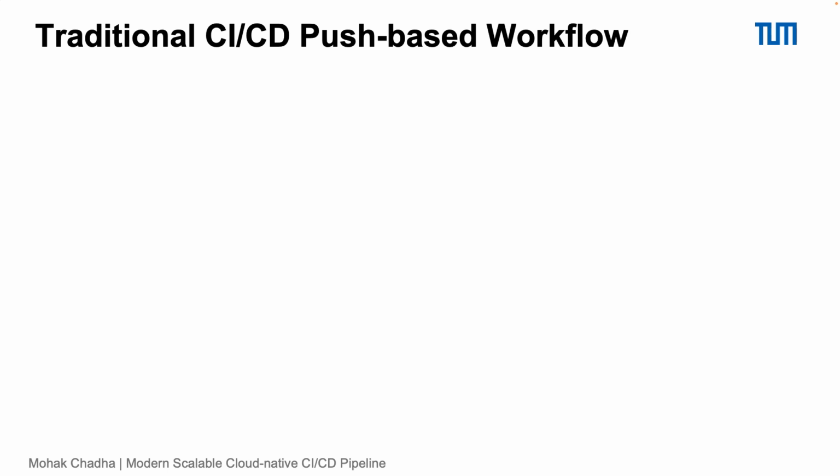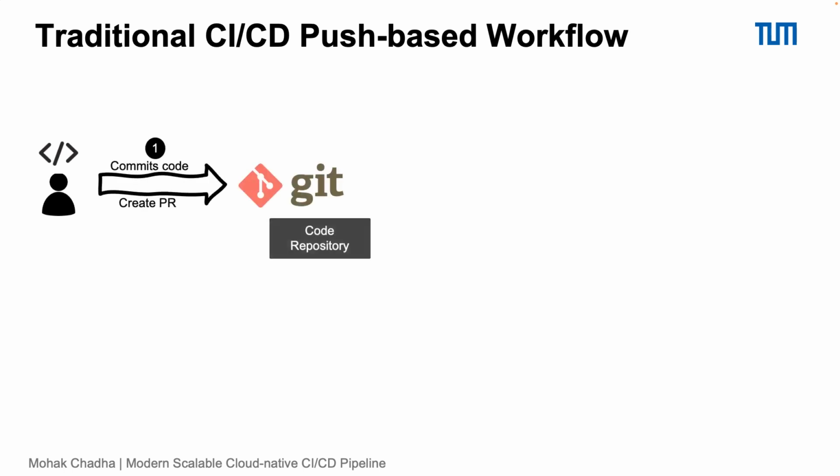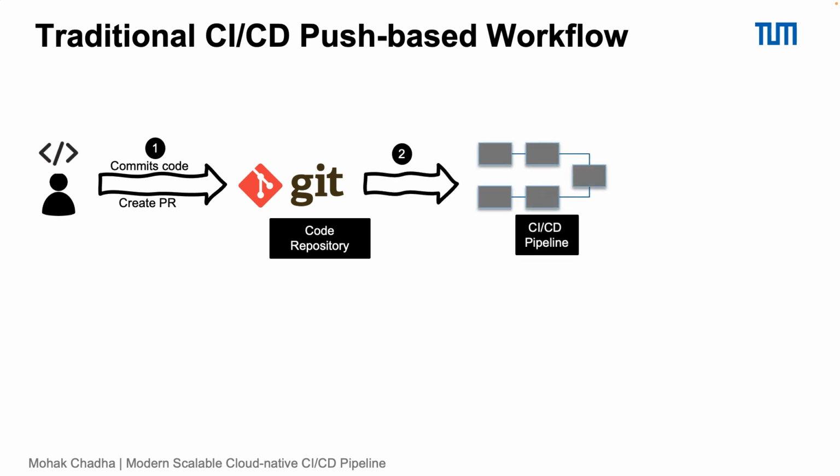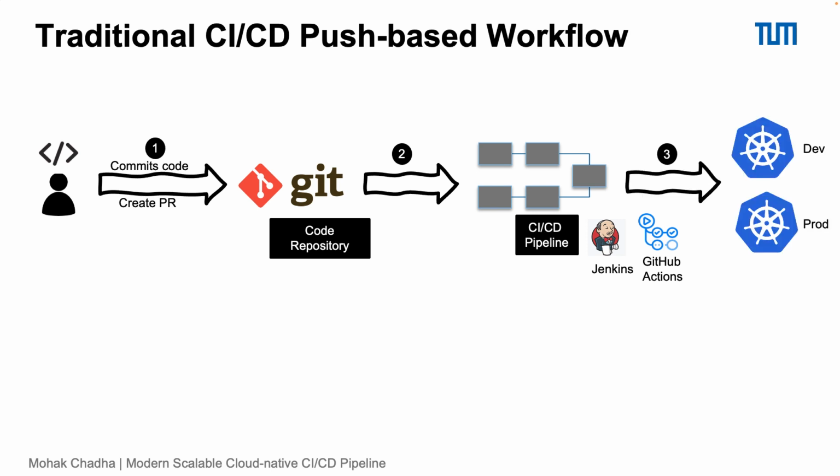If we look at the traditional CI/CD push-based workflow, a developer commits some code and creates a pull request in the application's Git repository. Following this, the CI/CD pipeline is triggered using tools such as Jenkins or GitHub Actions. This pipeline is responsible for testing the new code and building the application container images. In addition, the CI/CD pipeline is also responsible for deploying the built application container images onto the Kubernetes environments. So this workflow has some disadvantages.